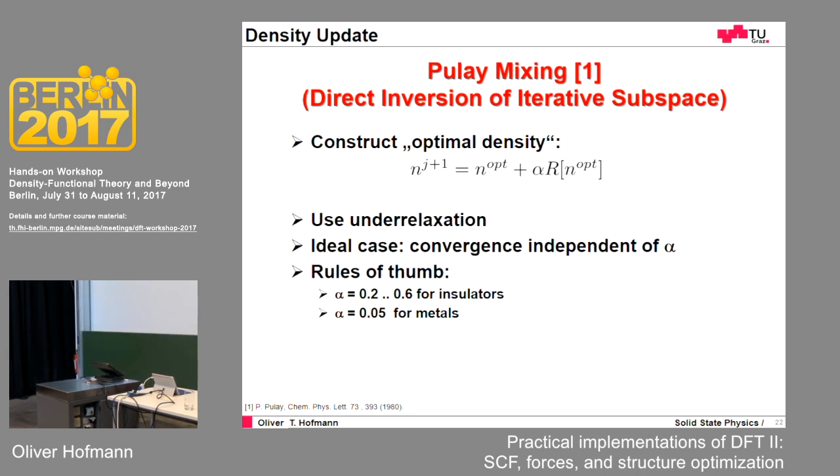Ideally, this would be independent of alpha, and in contrast to linear mixing, which has a very strong influence, here indeed the impact of the under-relaxation is a little bit smaller. It's still not negligible, I have to say, but here we can at least define some rules of thumb. You should take a mixing parameter on the order of 0.2 to 0.6 for insulators and much smaller, on the order of 0.05, for metals. Although I should state here very clearly that this doesn't necessarily work always, and is not necessarily always the perfect case. Sometimes you just have to play with it.